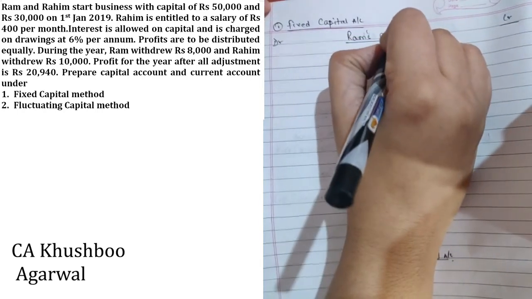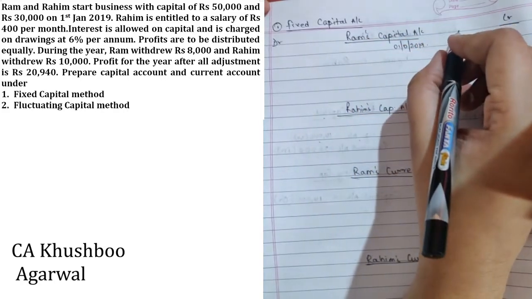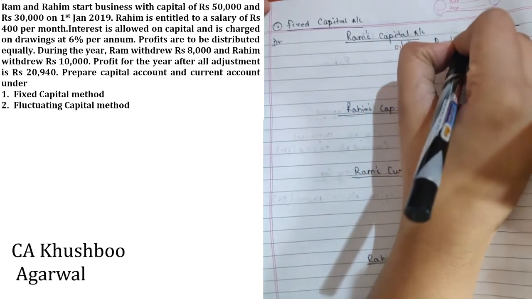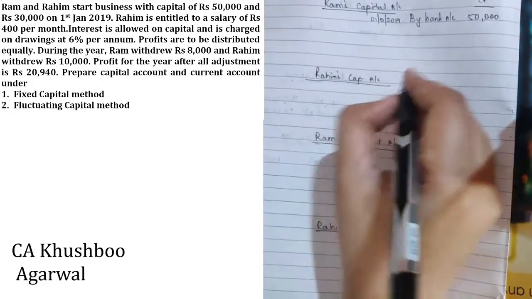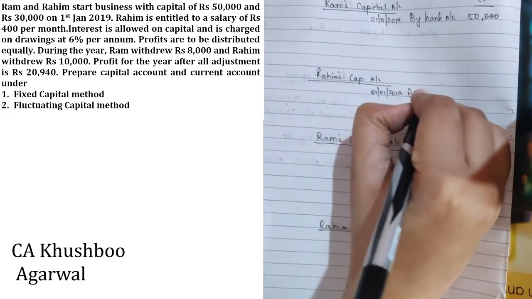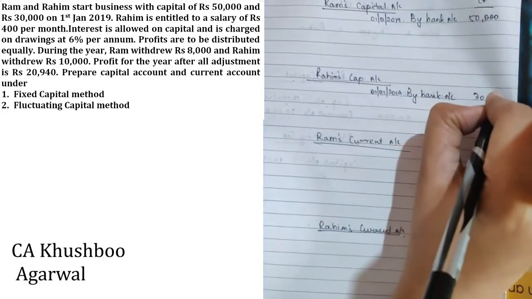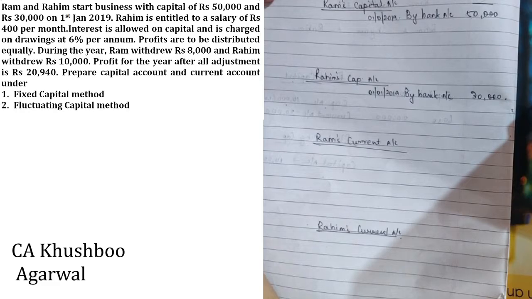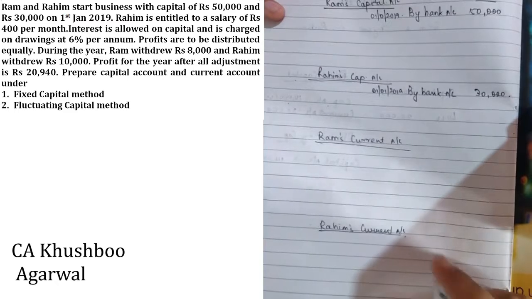So on 1st Jan 2019, the capital contribution of Ram will be accounted for by bank account 50,000 in case of Ram, and 1st Jan 2019 by bank account 30,000 in case of Rahim.